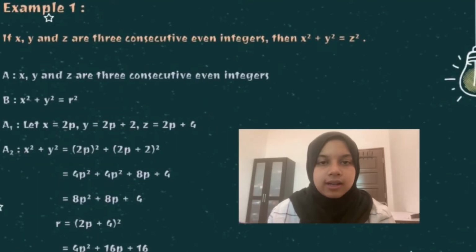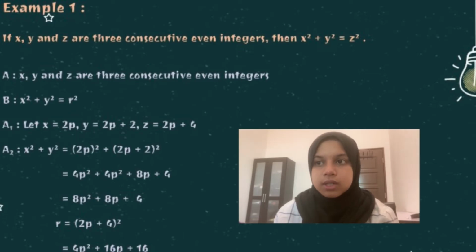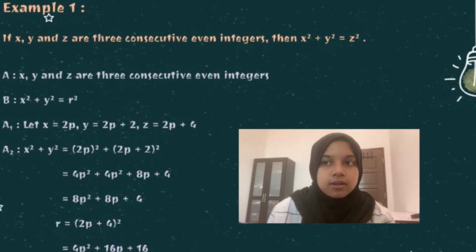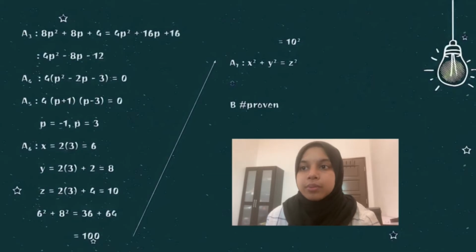Example 1. If x, y, and z are 3 consecutive even integers, then x squared plus y squared equals z squared. So the hypothesis is x, y, and z are 3 consecutive even integers, and the conclusion is x squared plus y squared equals z squared. So how to prove it? We let x equals 2p, y equals 2p plus 2, and z equals 2p plus 4. Since they are consecutive even integers, we add even numbers. So we get x squared plus y squared equals 8p squared plus 8p plus 4, and z squared equals 4p squared plus 16p plus 16. Then we solve it and find p. P equals 3, and x equals 2p is 6.